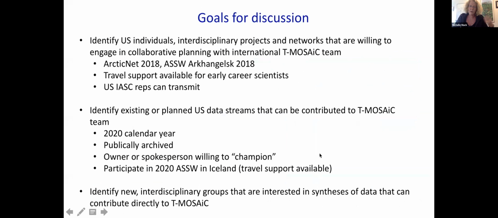Okay, so I just want to go back to my goals for discussion, and I want to open up to hear questions from the community that either Taneil or I can answer, and then open up for brainstorming about whether there are people or data streams that are interested in participating.